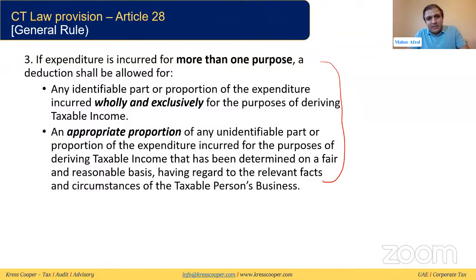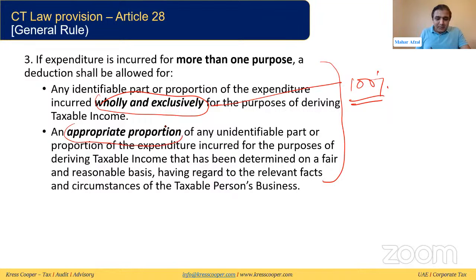These are the common expenses. Out of these common expenses, we first need to identify the portion that wholly and exclusively pertains to the business. If we can identify those 100% expenses, these are the direct expenses and pertain to the business, then we will claim 100%.